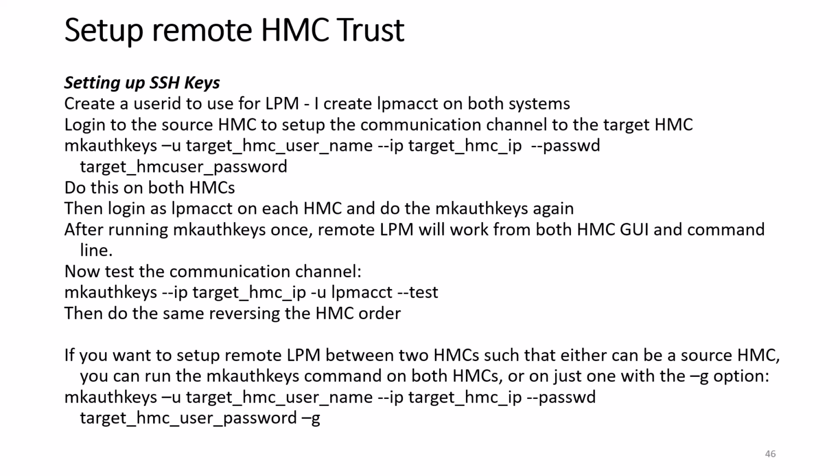So the first thing you have to do is you have to create a user ID to use for LPM. I created an account called LPM account because I want it to be obvious. And then you have to create the keys, which is the make auth keys step. You do this on both HMCs, and then you log in as LPM account and do the same thing with the make auth keys again. So basically you go through these steps so that you end up with the right keys between the two servers so that you can actually do commands and not have to log in. So this lets you do remote LPM between two HMCs with either one being able to be the source HMC.